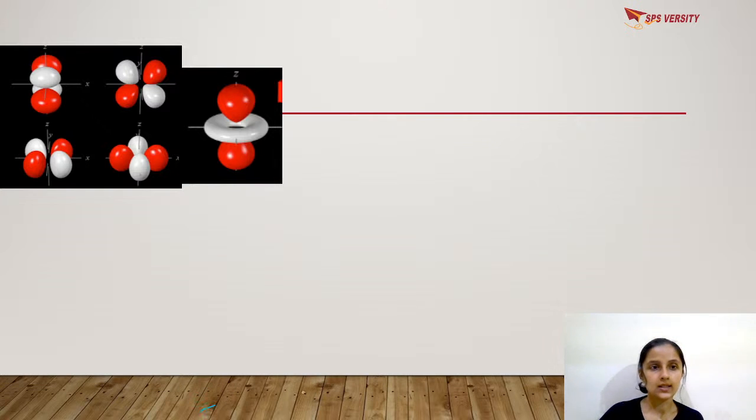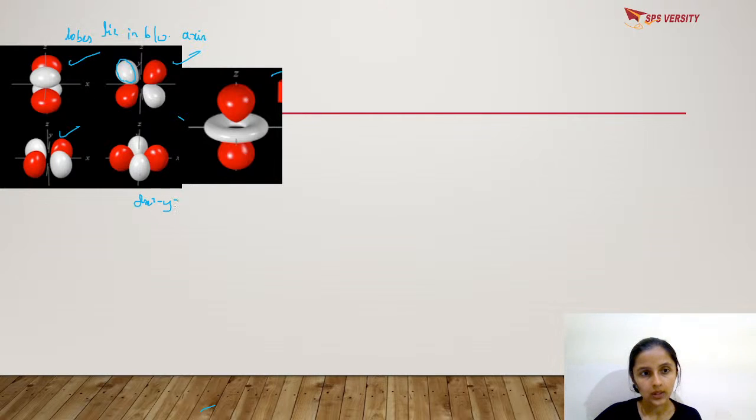And if you see these orbitals, what's the difference you can see? In this one, dxy, dyz, and dzx form a set of orbitals where their lobes lie in between the axes. And this is dx square minus y square, and this is dz square. If you see, their lobes lie along the axes.